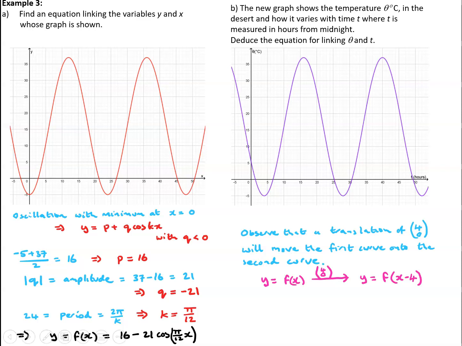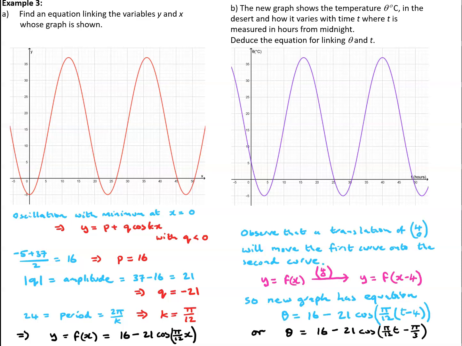Taking that in mind, we can see that our new graph is going to have the same equation as the previous graph, except y is replaced by theta, x is replaced by t, but it needs to be replaced by t minus 4 because of the translation effect. So the new graph has got equation theta equals 16 minus 21 cos of pi by 12 times (t minus 4), which can be rewritten as theta equals 16 minus 21 cos of (pi by 12 t minus pi by 3).